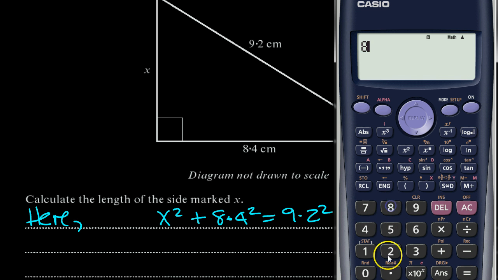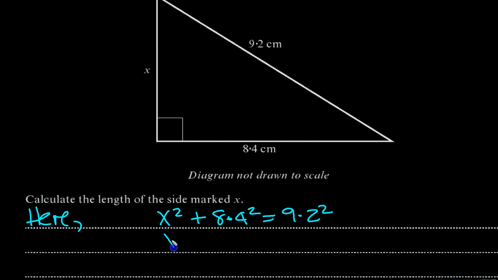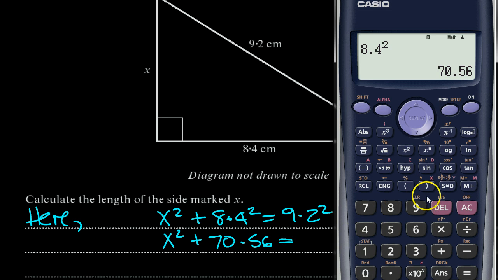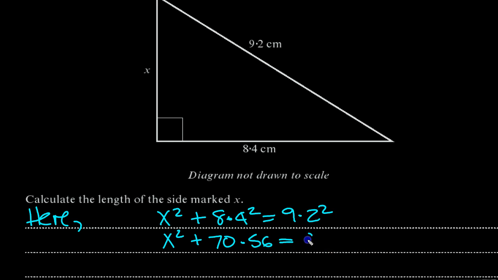So 8.4 squared, and let's put it down, 70.56, is equal to the 9.2 squared, 84.64.